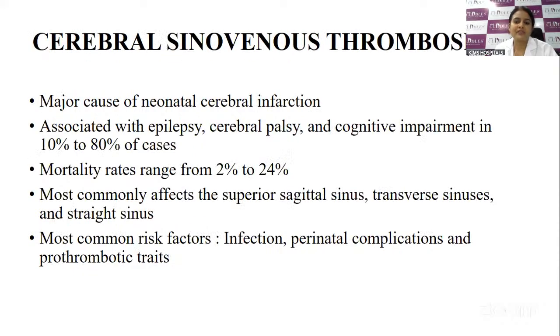Coming to cerebral sinus venous thrombosis, which is the most common cause of neonatal cerebral infarction, they are associated with epilepsy, cerebral palsy, and cognitive impairment in 10 to 80% of the cases. Here, the mortality rate usually ranges from 2 to 24%. Most commonly, it affects the superior sagittal sinus, transverse sinus, and the right sinus. The risk factors involved are infection, perinatal complications, and post-traumatic factors.